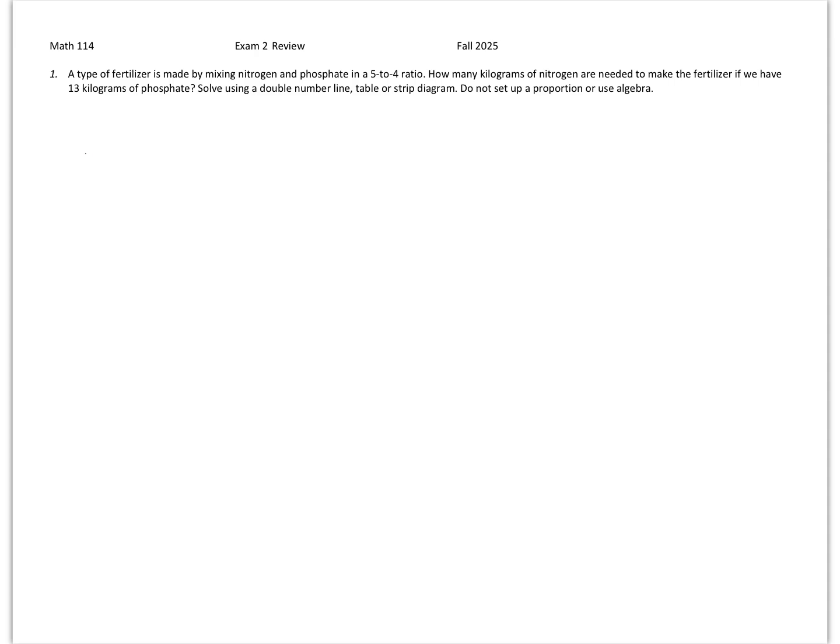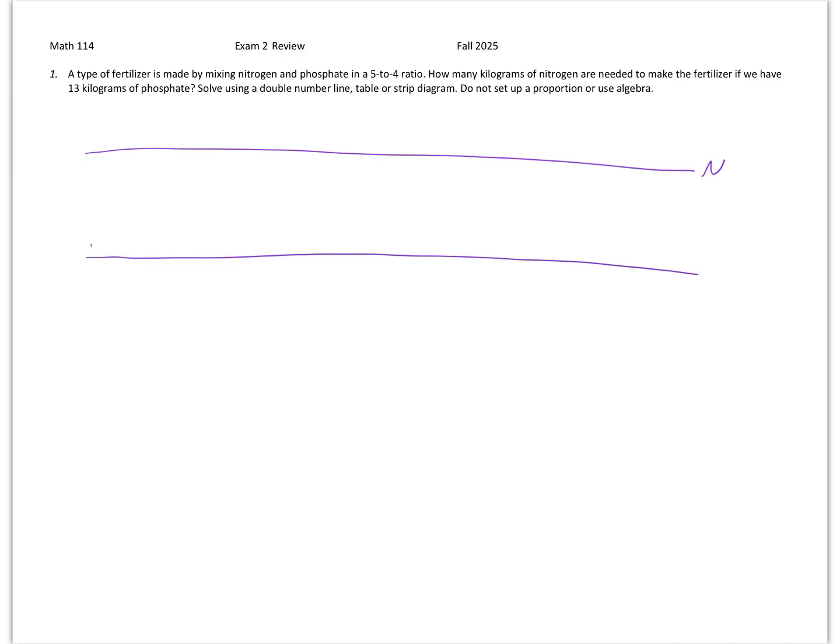So I'm going to make a number line for nitrogen and another number line underneath for phosphate. They're both going to start at 0. And then we know that the ratio is 5-to-4, nitrogen to phosphate. So for every 5 parts nitrogen, there are going to be 4 parts phosphate. So I'm going to put a 5 and a 4, and we align them. This is the key of the double number line, is that the scale is not the same on both number lines. We are aligning the ratio 5 and 4. So for every 5 kilograms nitrogen, there are 4 kilograms of phosphate.